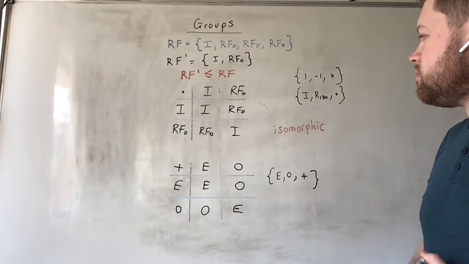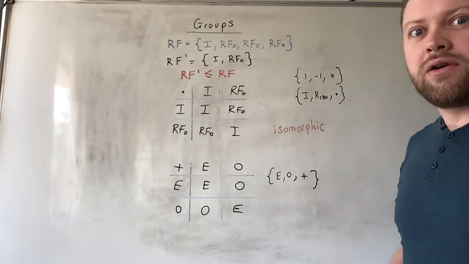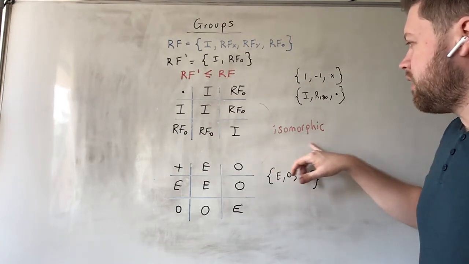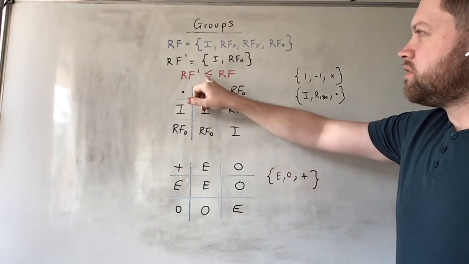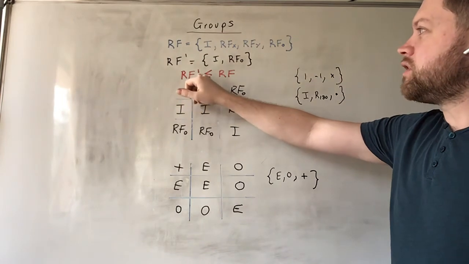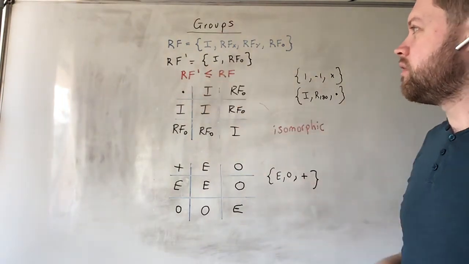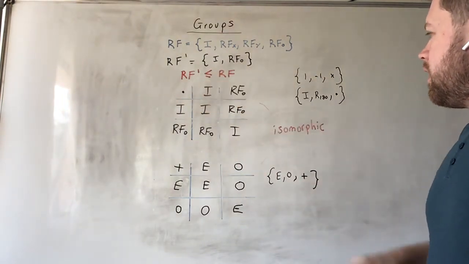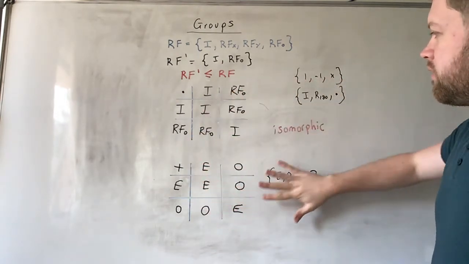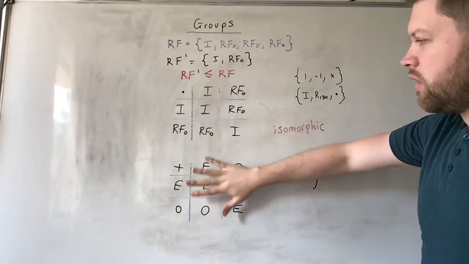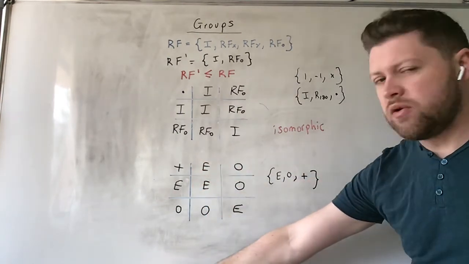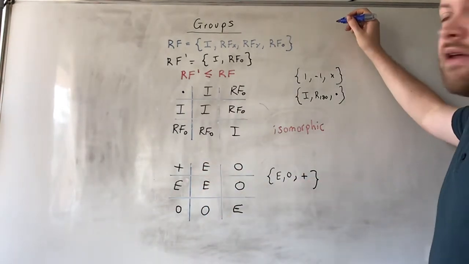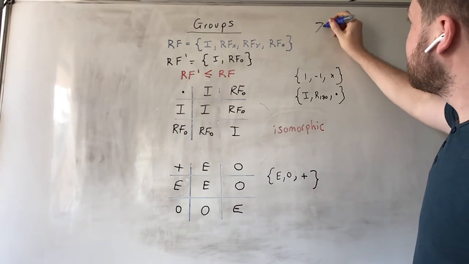So this is the lingo. Groups we say are isomorphic if they have the same form like this, and this is the notation for a subgroup. So RF dash is a subgroup of RF. They call the group that describes the structure of all of these groups Z2.